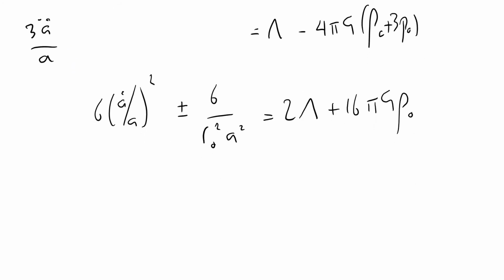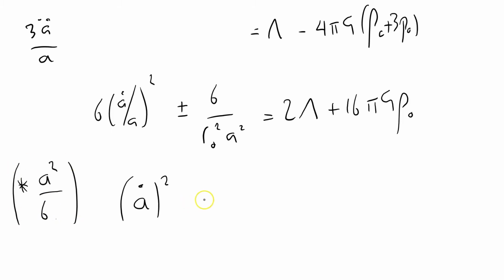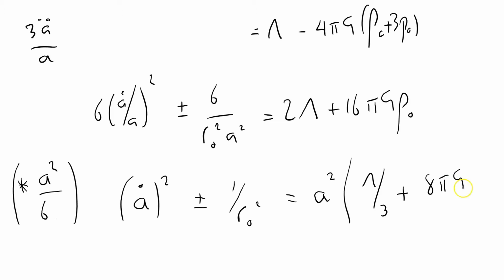Well, that's nice, and I'm going to cancel by a factor of 6. So we've got a dot squared. What I'm going to do is multiply this equation by a squared over 6, plus or minus 1 over r0 squared equals, and then divide by 6 and multiply by a squared, lambda over 3 plus 8 pi G rho 0 upon 3. Is that right?